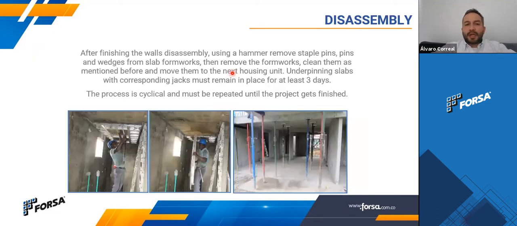Once you finish the walls disassembly, then you start to remove all the steel accessories from the slab, and same thing, you move them to the next location. You just leave the back propping with the underpinning slabs, and they must remain in place for 3 days. Some clients prefer to leave them for 7 days, so we provide enough underpinning slabs for them. But 3 days, if you use the correct concrete, is enough.